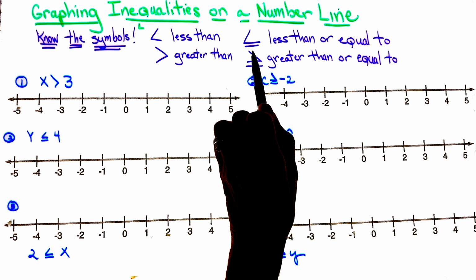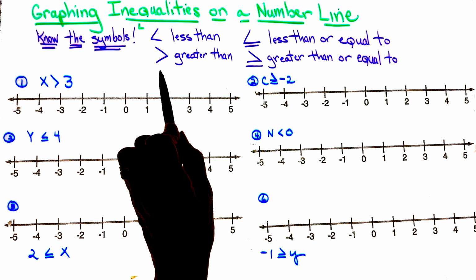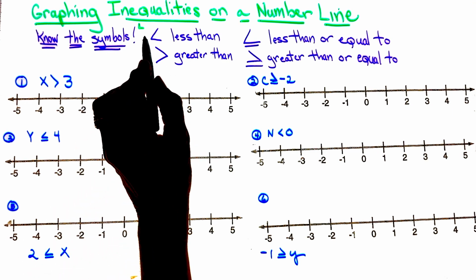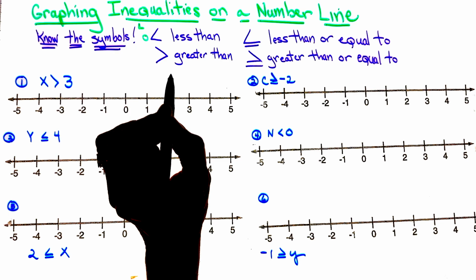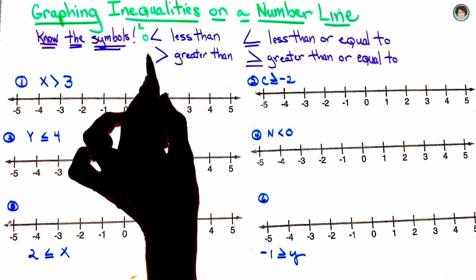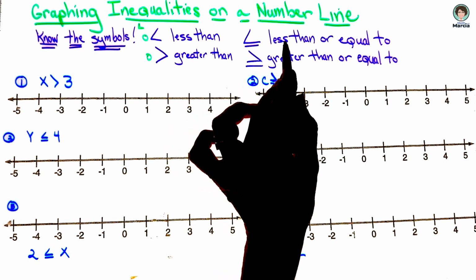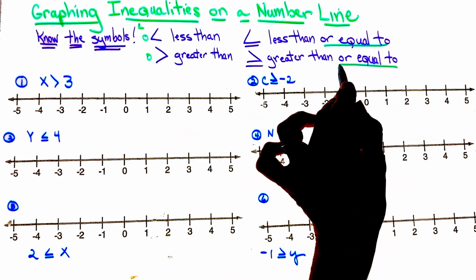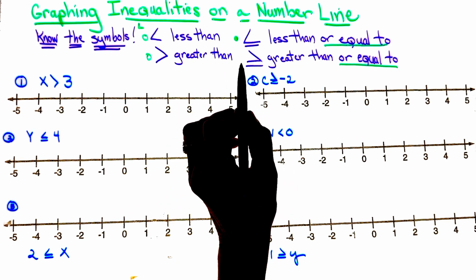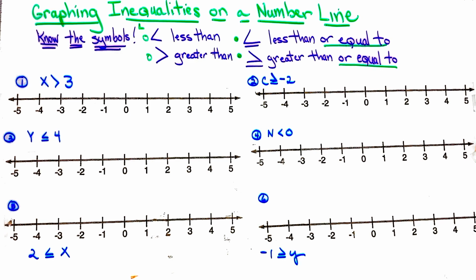And then we have less than or equal to, greater than, and greater than or equal to. So when we're graphing these, our less than is going to be an open circle because it will not include the number that's in the inequality. Our greater than will be an open circle when we're graphing them. For the less than or equal to, that means it's going to be a closed circle because it will include the number that's in the inequality for both of these.